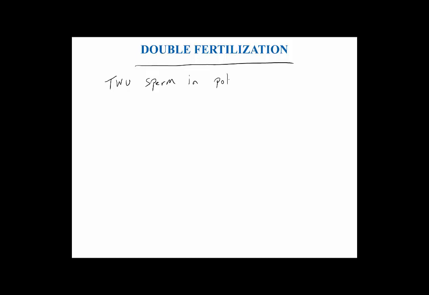And I don't know how they decide which one does what. Do they flip a coin or something? One sperm does what you would expect sperm to do, and it fuses with the egg to make a fertilized egg, zygote, embryo, ta-da, and that becomes the baby plant. And that's kind of what you would expect.